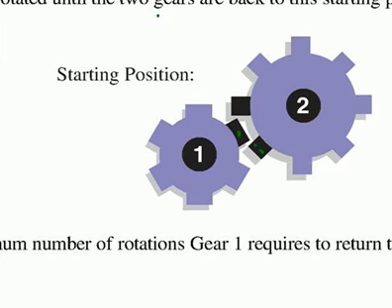LCM, someone said. Yeah, so think about it. 6 teeth. If I rotate it once, I get 6 of them. And then if I rotate it twice, I get 12. 3 times, 18, 24, and so on and so forth, right?